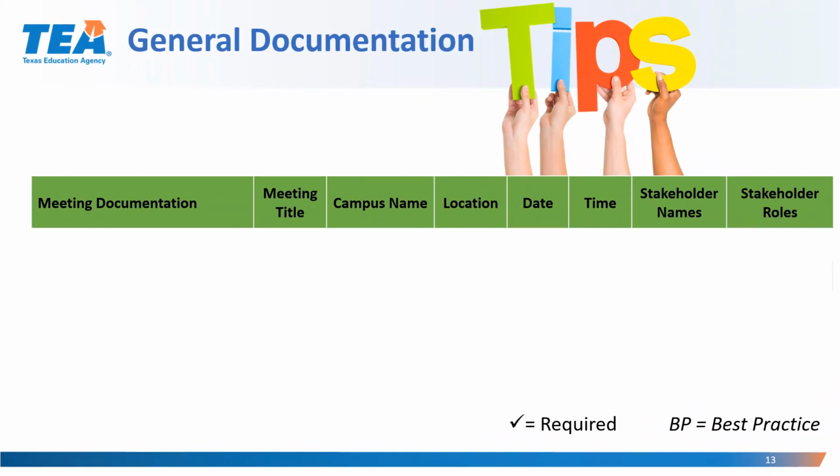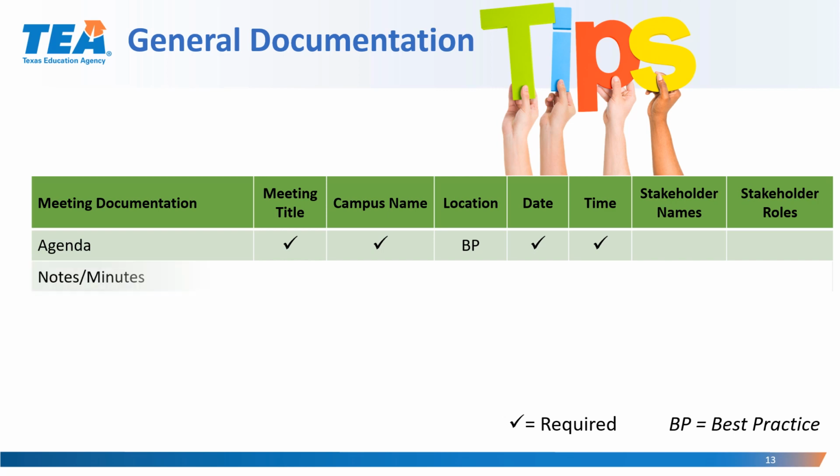Please refer to the table referenced on this slide to determine what is required on meeting documentation and what is considered best practice. Meeting agendas should include the meeting title, campus name, date, and time. It is a best practice to include the location of the meeting.